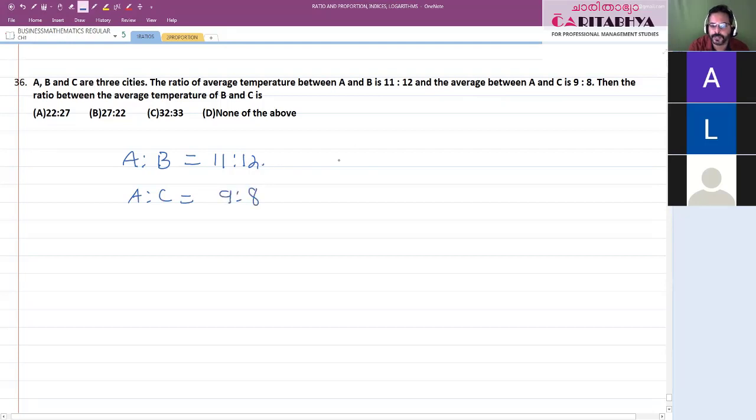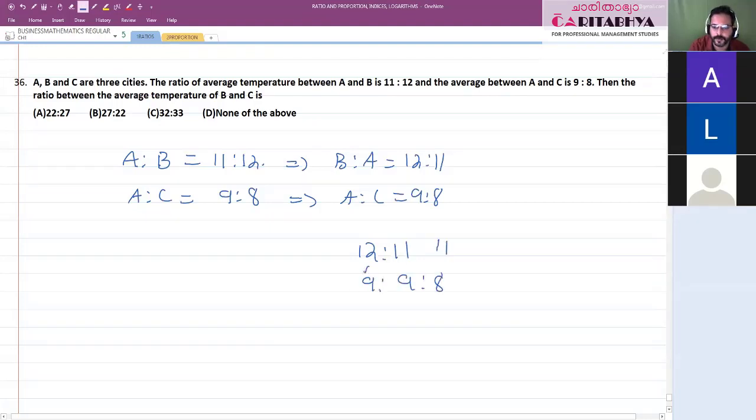So now the continuous ratio: B is to A can be written as 12 is to 11. Then A is to C is 9 is to 8. So now A is the common variable. 12 is to 11, then 9 is to 8. So 11 and 9, then multiply: 108 is to 99 is to 88.